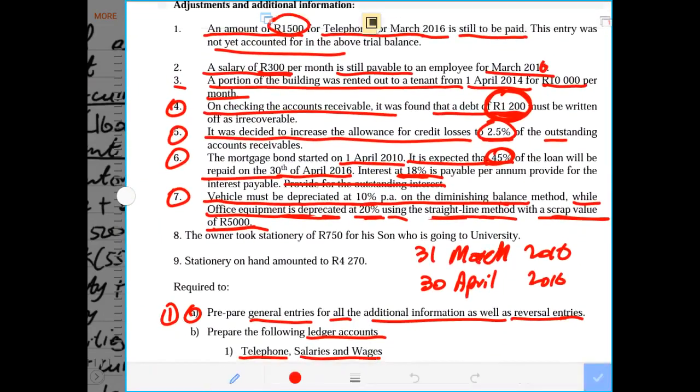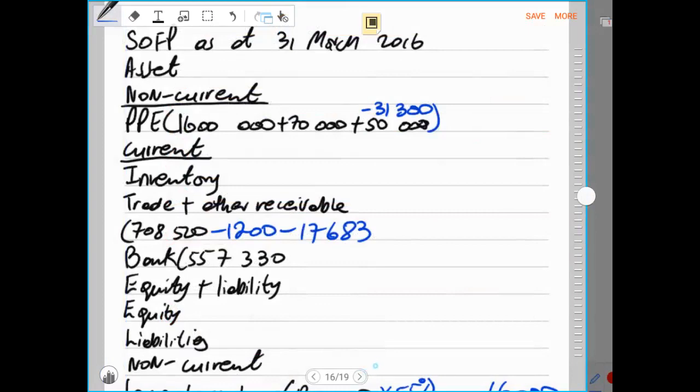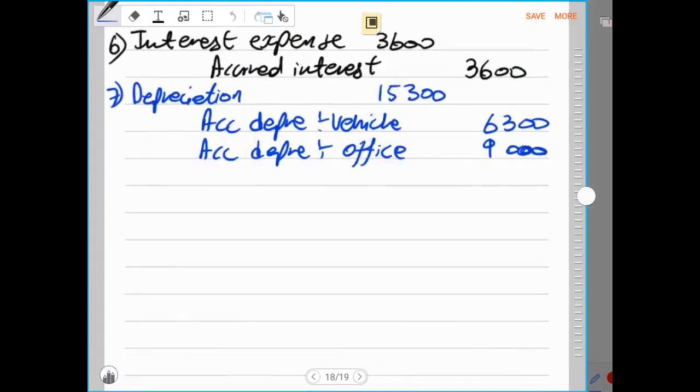Then after we'll be done with all the adjustments that are necessary for this exercise, or in order to compile the financial statements. Number 8 says the owner took stationery of 750 for his son who is going to university. So now that will be drawings. We all know that we debit our drawings and we credit stationery because the owner took stationery. Then that is number 8. We debit our drawings.